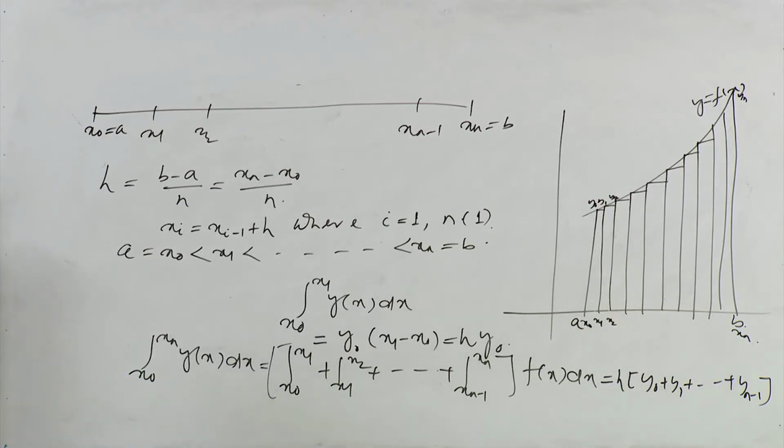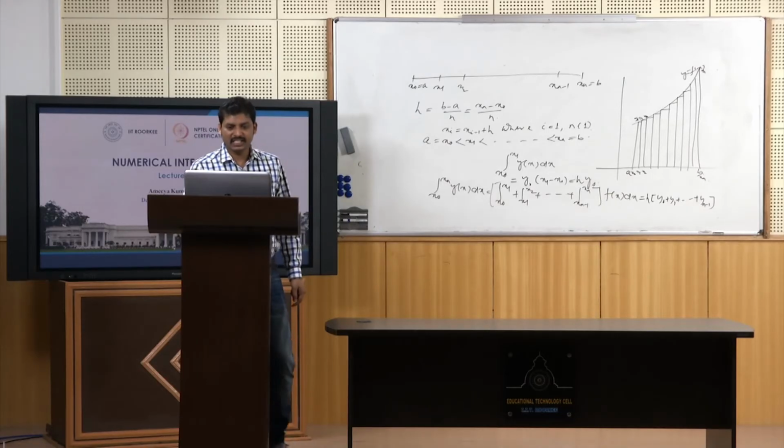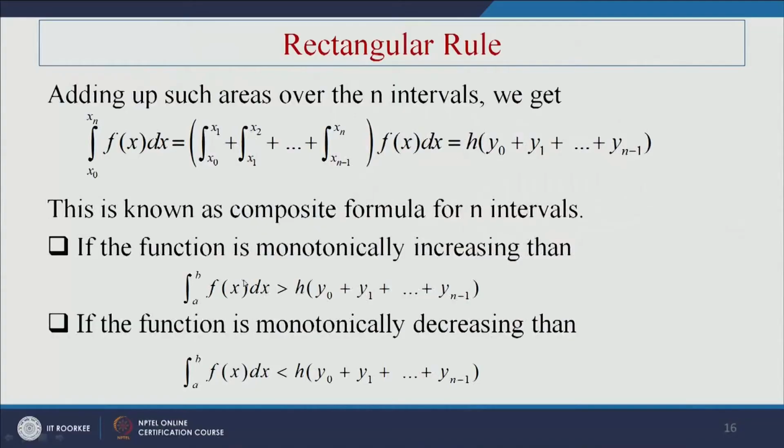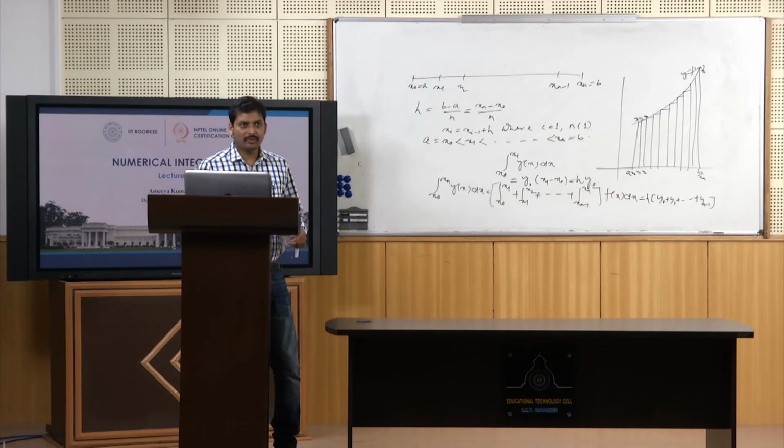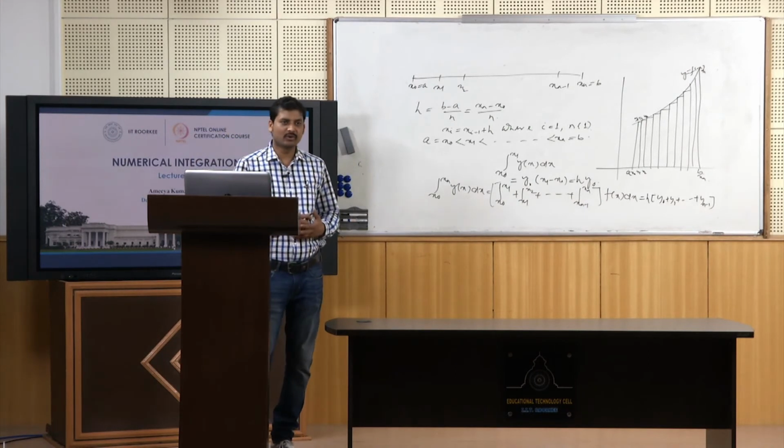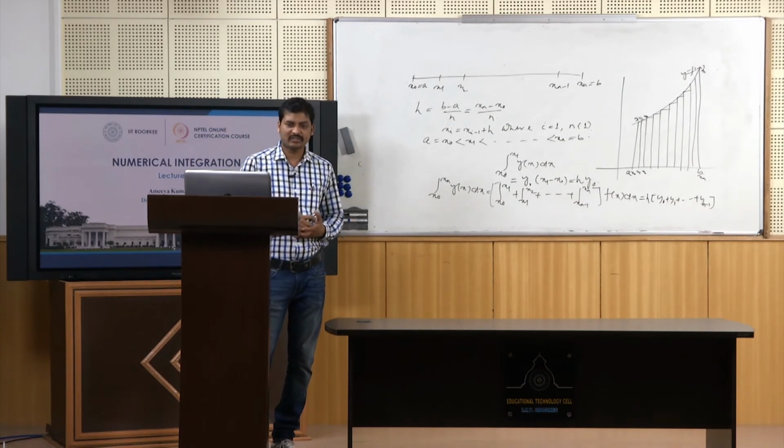And if the function is monotonically increasing, then we can write the integration from a to b of f of x dx is greater than h of y0 plus y1 to yn minus 1. If it is monotonically decreasing, then the integration from a to b of f of x dx is less than h into y0 plus y1 to yn minus 1. Then we will go for the rectangular rule using Lagrange's formula.